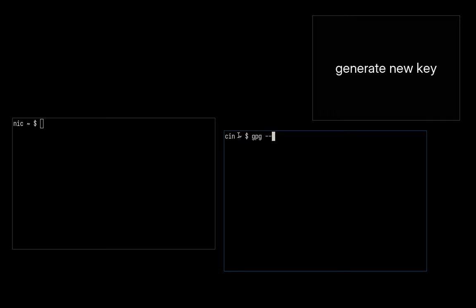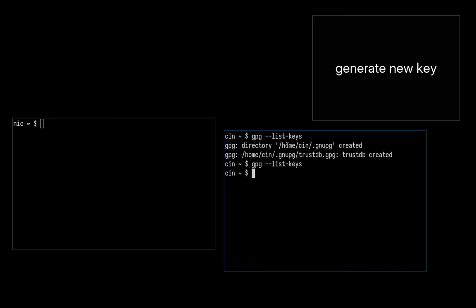because he doesn't have any keys. So if we write gpg --list-keys, it will output that some directories were created. This is what you get if you first run GPG, but not much else because there are no keys. If we run this again, we get nothing. So how do we do this?